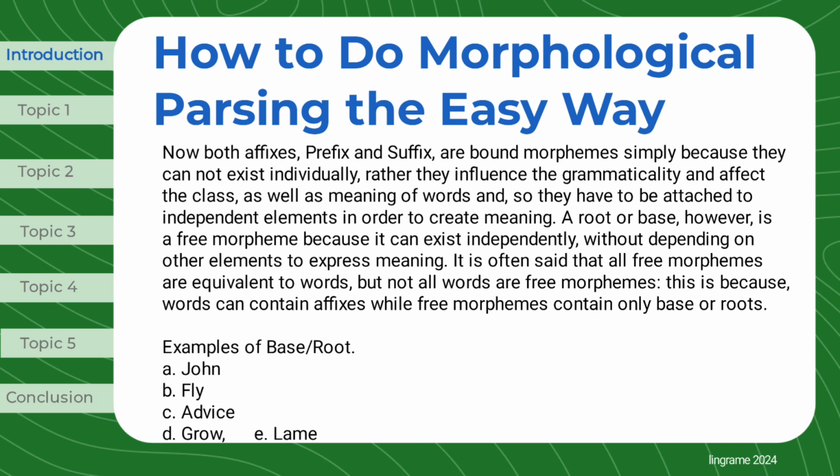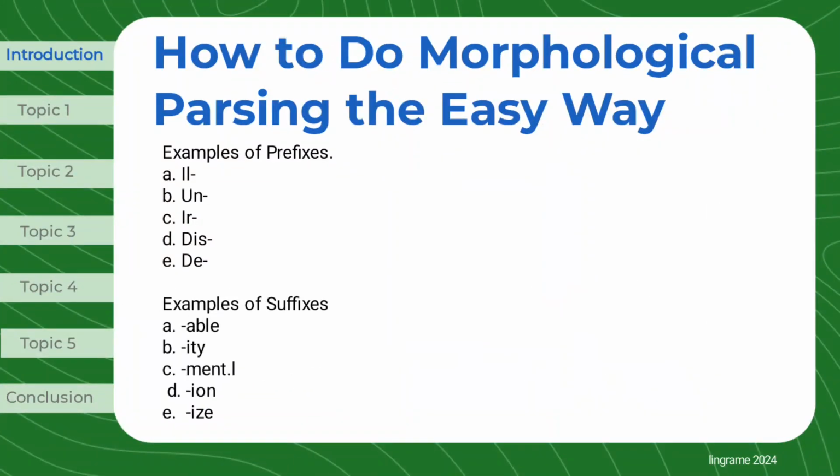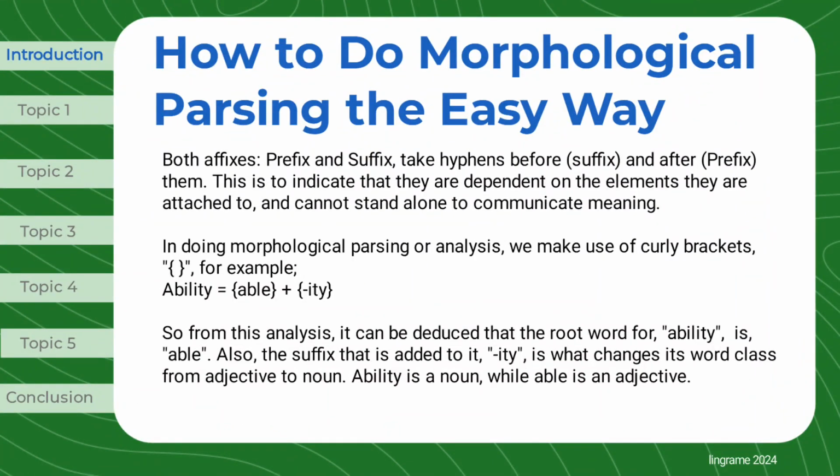Examples of base, root: John, fly, advice, grow, lame. Examples of prefixes: ear, dis. Examples of suffixes: able, ity, ment, ion, ies. Both affixes, prefix and suffix, take hyphens, before suffix and after prefix. This is to indicate that they are dependent on the elements they are attached to, and cannot stand alone to communicate meaning. In doing morphological parsing or analysis, we make use of curly brackets, for example, ability: able, plus, ity.